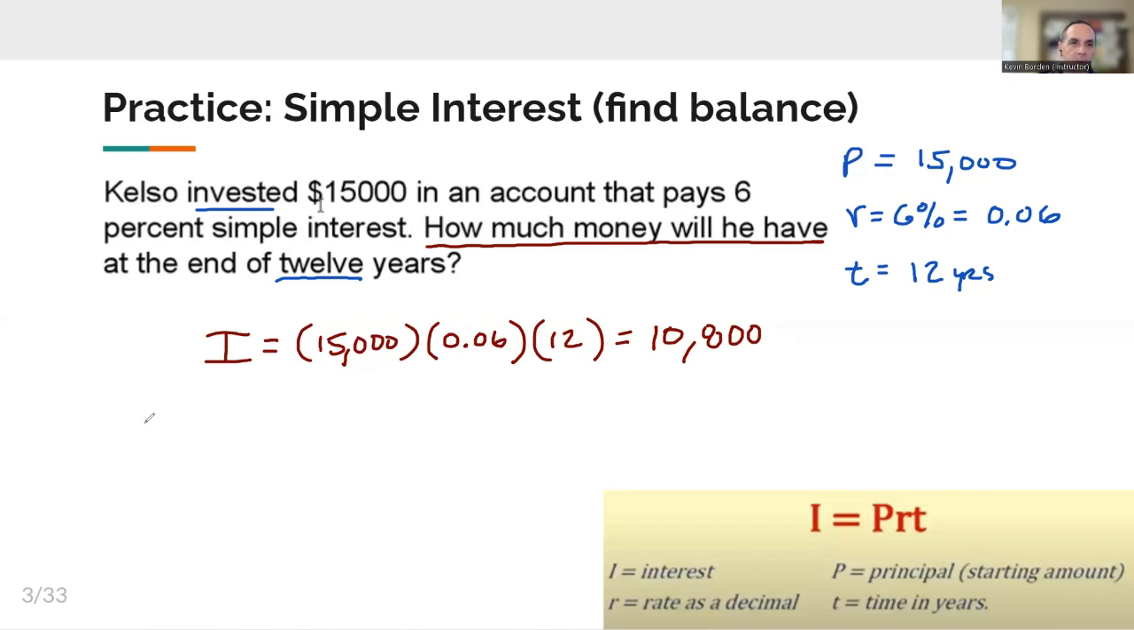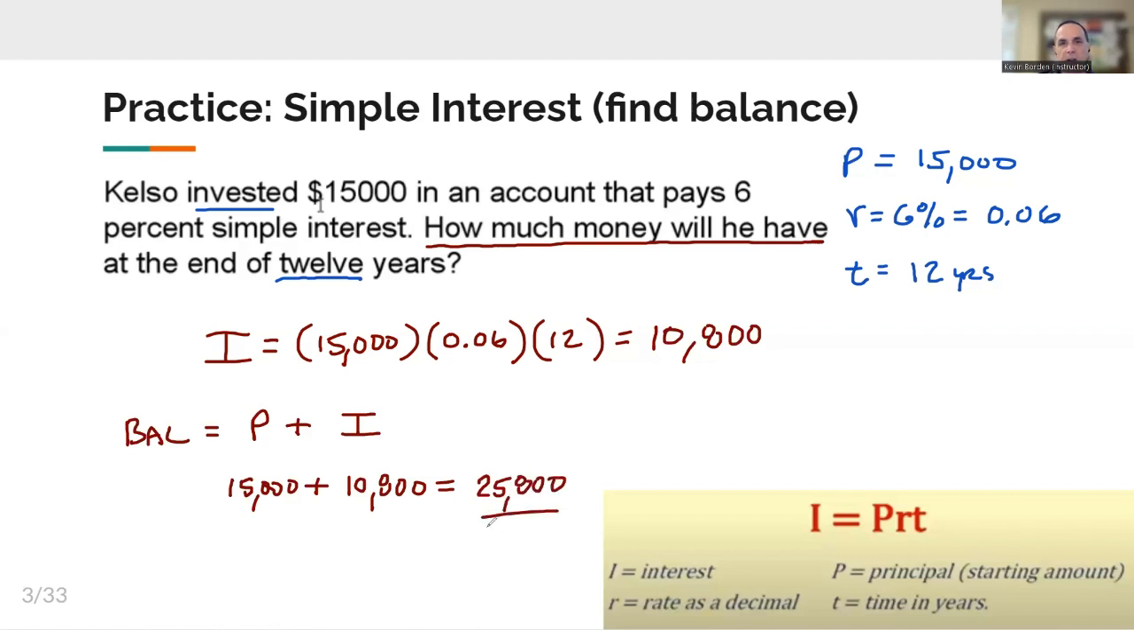But now, because we want the balance, we're going to call that the balance. We need the principal plus the interest. So 15,000 plus $10,800, which is $25,800. That's what Kelso would be expecting in this account at the end of 12 years.